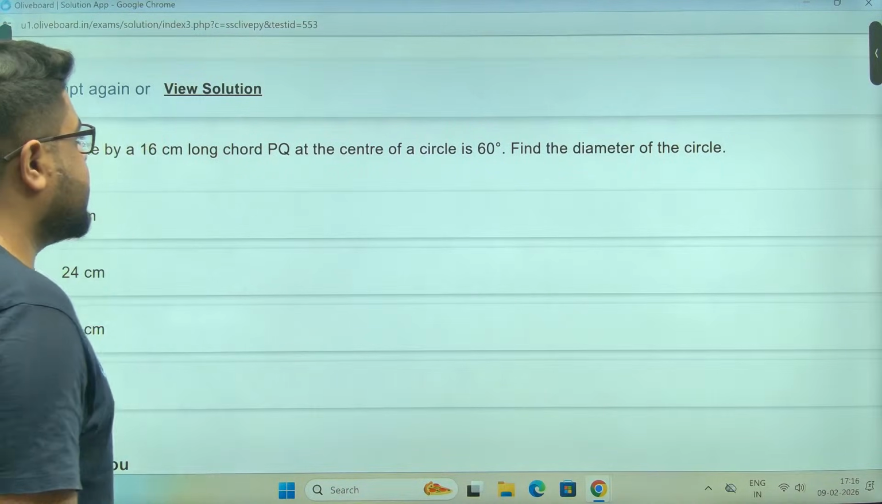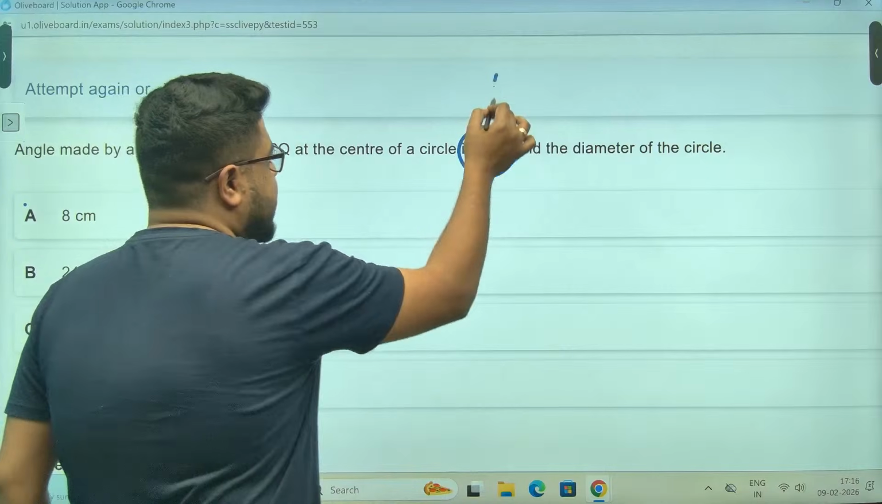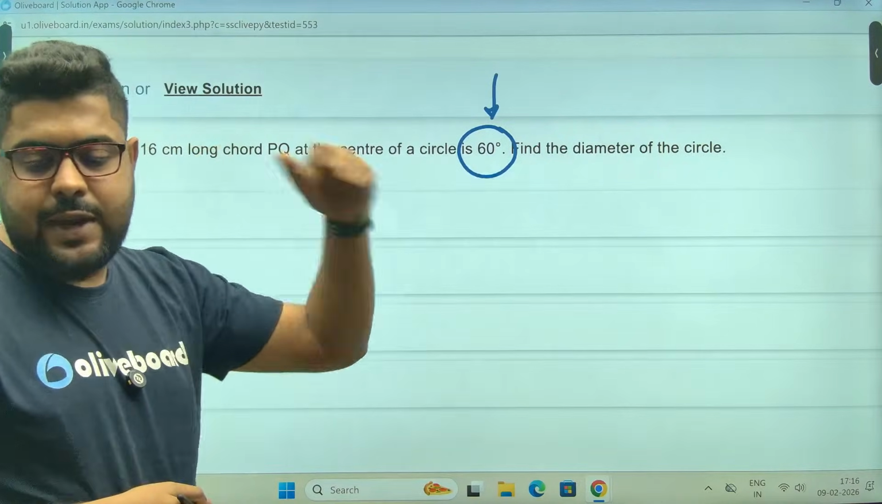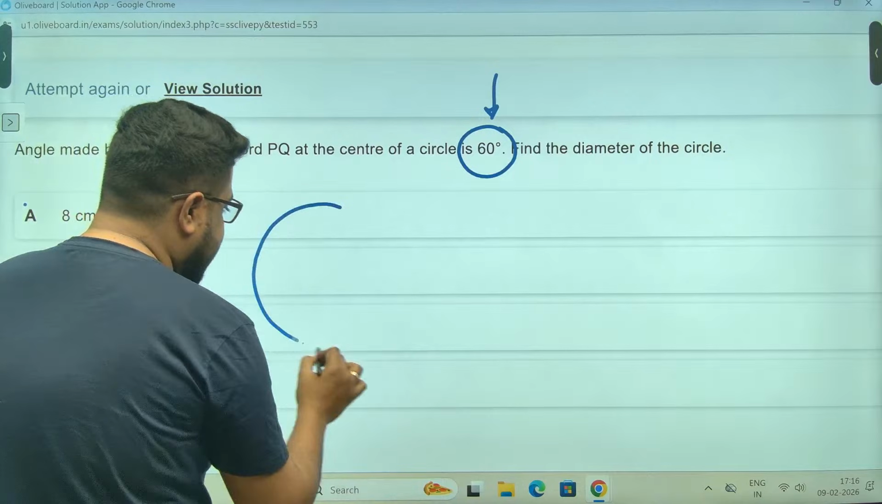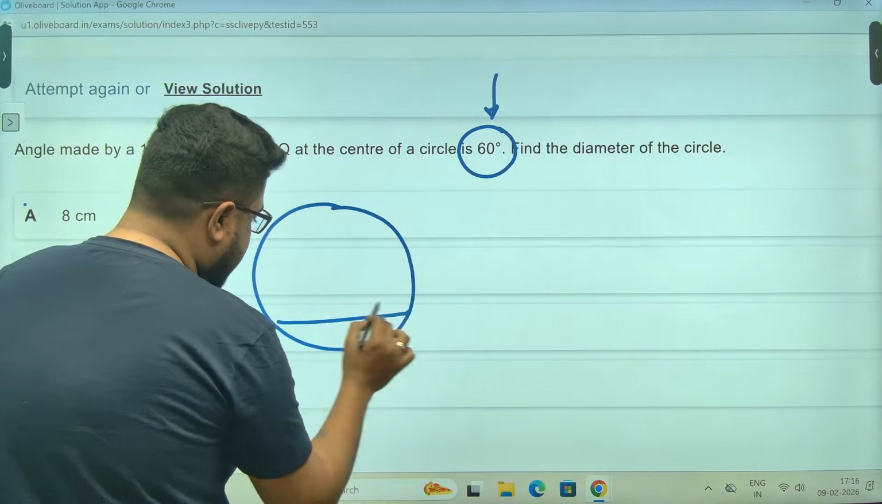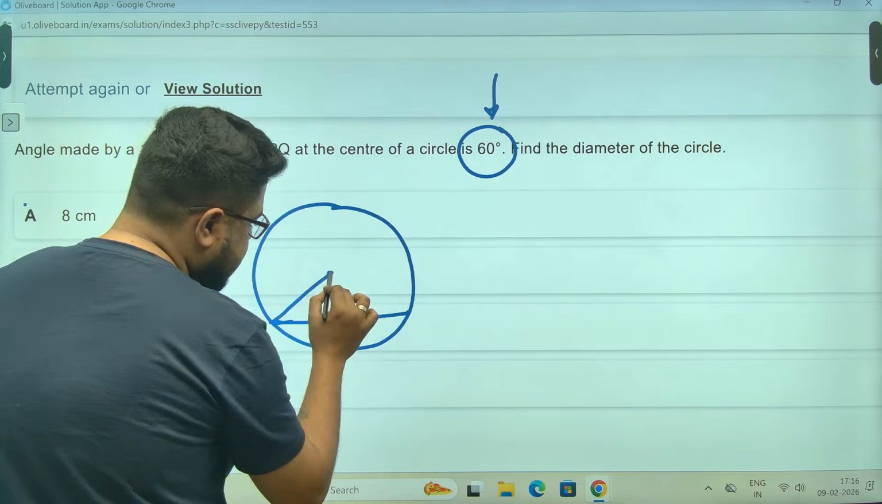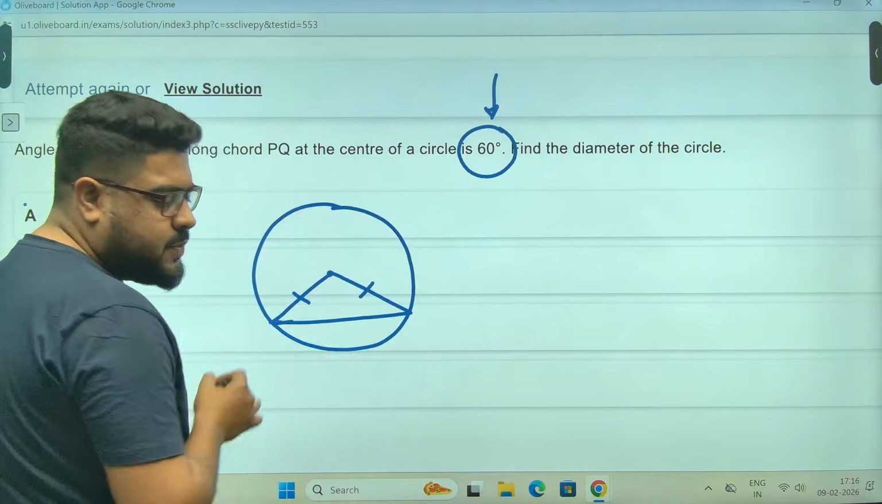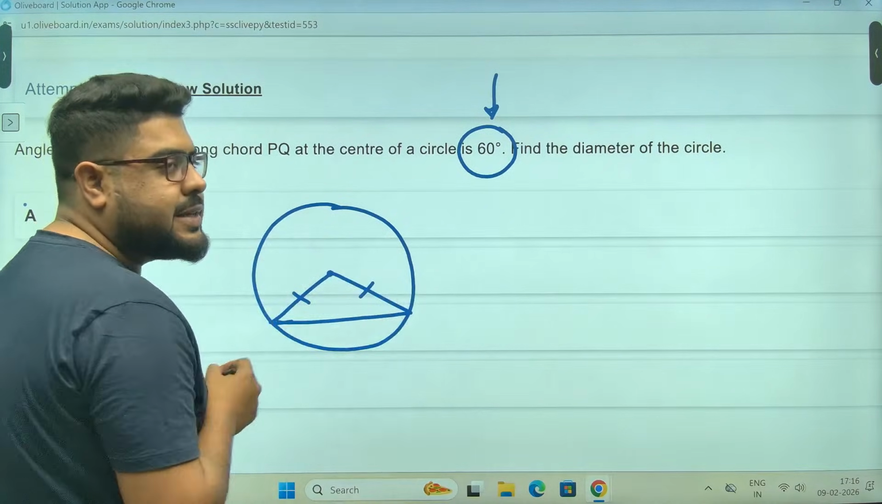Angle made at the center is 60 degrees, sir. Whichever chord makes an angle of 60 degrees, that means the triangle is equilateral. If you want the explanation, think. So there is a chord like this. This is the center. Now, these two are always equal because they are radii of the same circle.